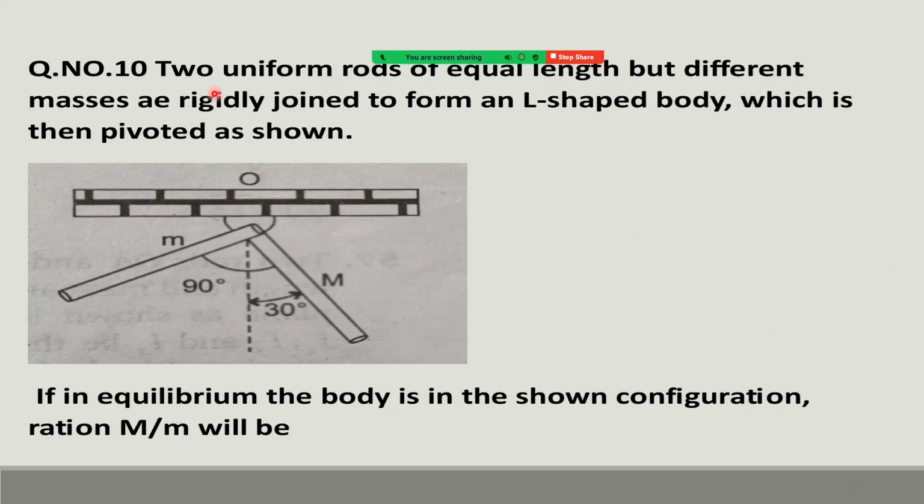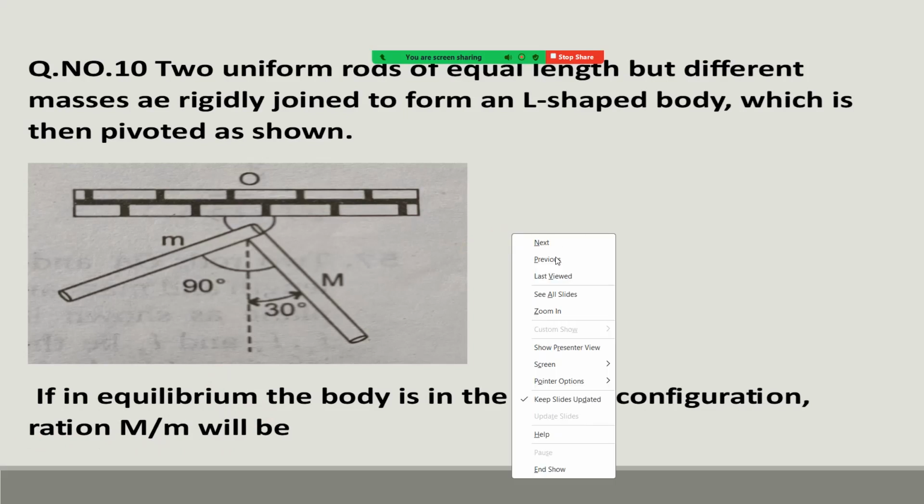See the 10th one. Two uniform rods of equal length but different masses are rigidly joined to form an L-shaped body, which is then pivoted as shown. If in equilibrium the body is in the shown configuration, the ratio, typo, it is the ratio capital M by small m, will be. Okay, let us see how to start the problem. The condition is the body is in equilibrium.